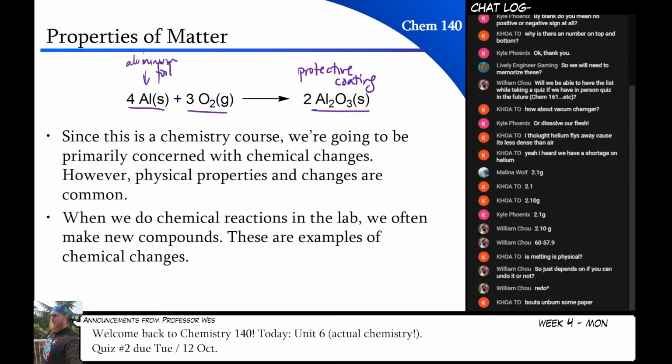Now, aluminum oxide is not as corroding as aluminum is. Aluminum will corrode over time when exposed to acids.